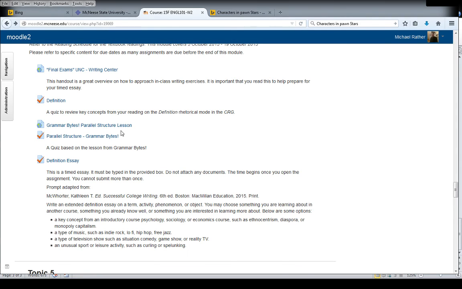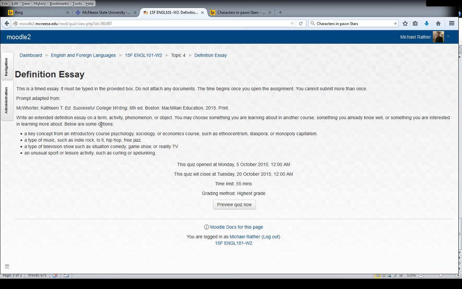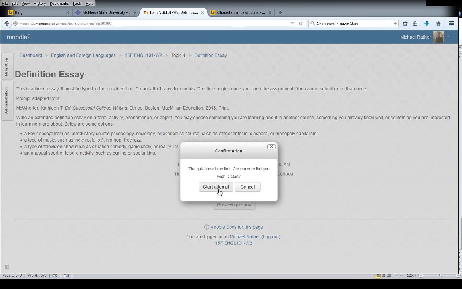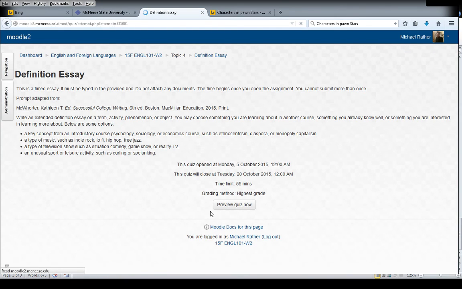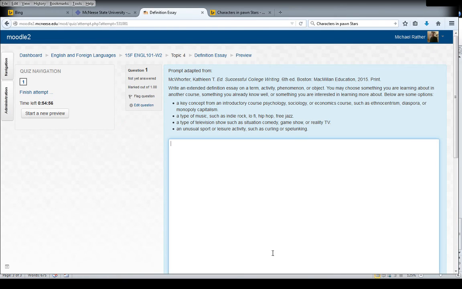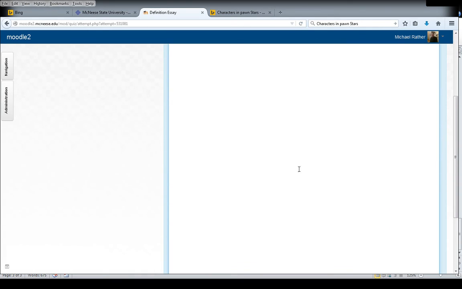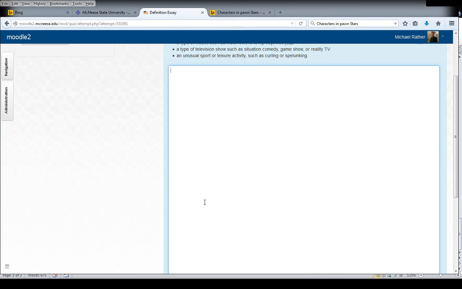Then there's a grammar lesson and a grammar quiz. And then the definition essay. Now, when you go in to take this definition essay, you're going to get to preview it. You have 55 minutes, and you need to type it directly into the box. So when you open it and you start your attempt, this is what it'll look like, and you'll type directly in here. And I want you to, as much as possible, organize it in MLA, in that structure.